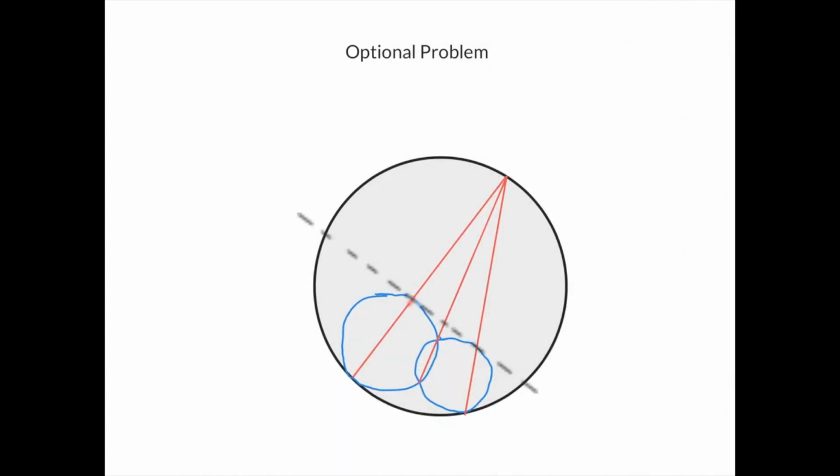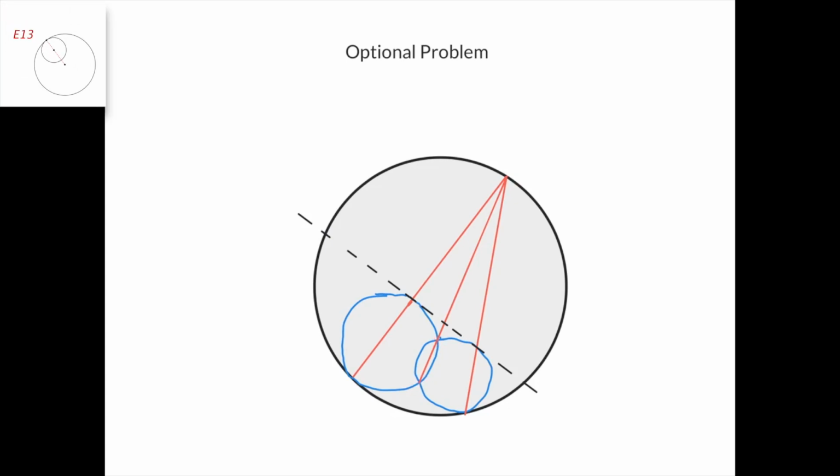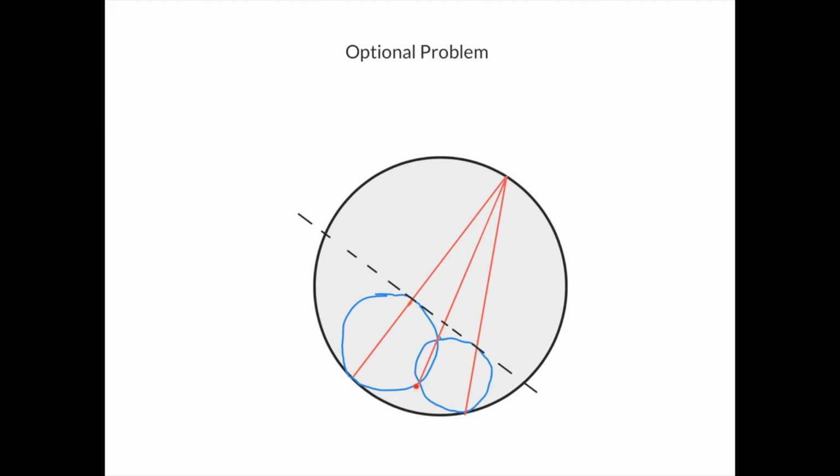This is the optional problem. We have a circle and two circles that intersect one another at this point and this point, and both circles are tangent to the large circle at this point and at this point respectively. We take this line, the line that connects the two intersection points of the blue circles, and we intersect it with the large circle here, and then we connect this point and this point by this segment, and this point and this point by this segment. They intersect the blue circles here and here.